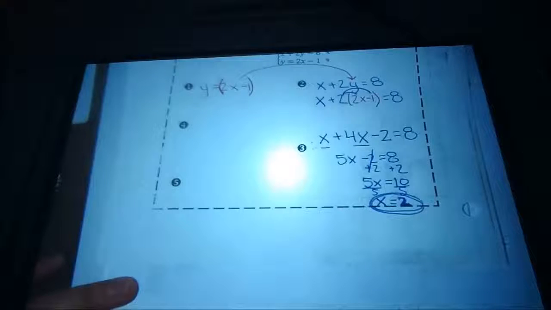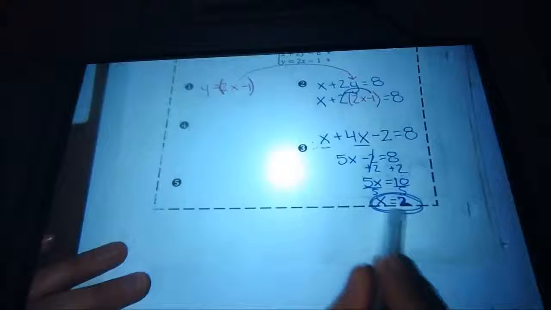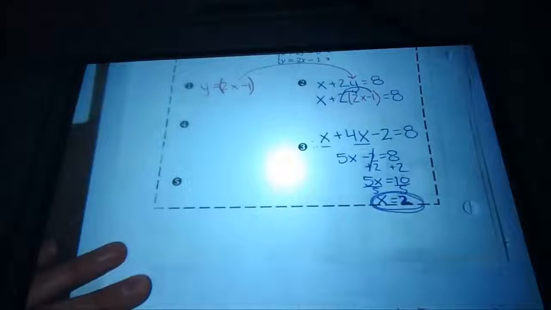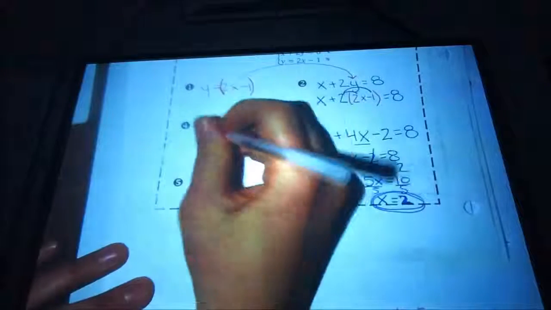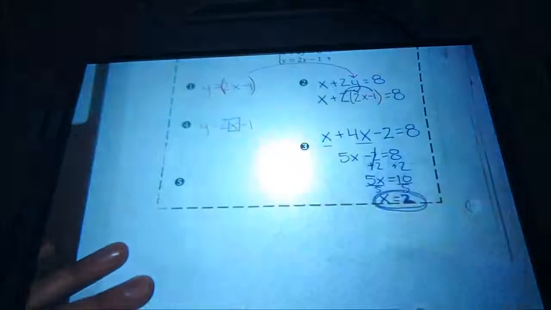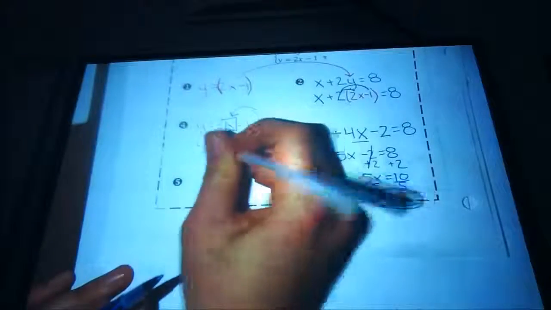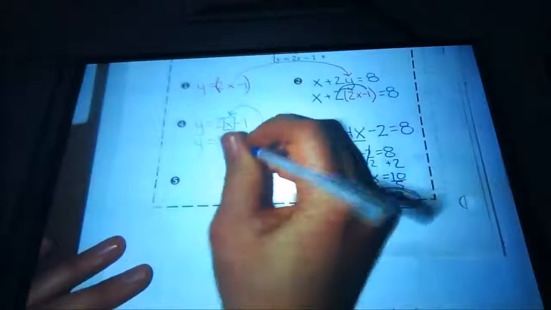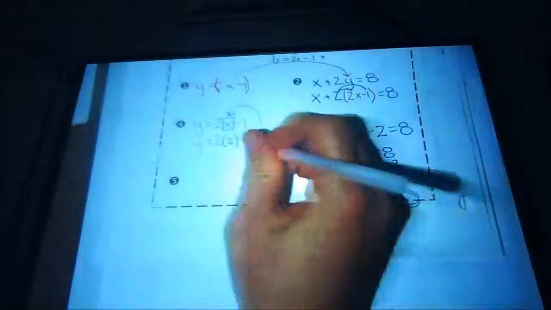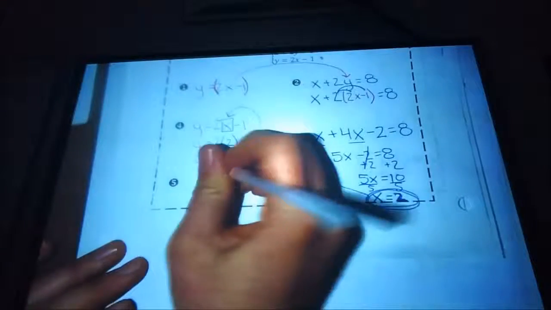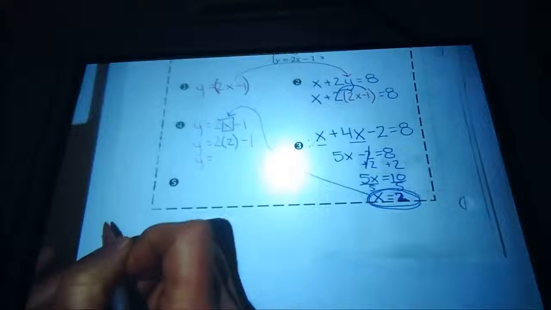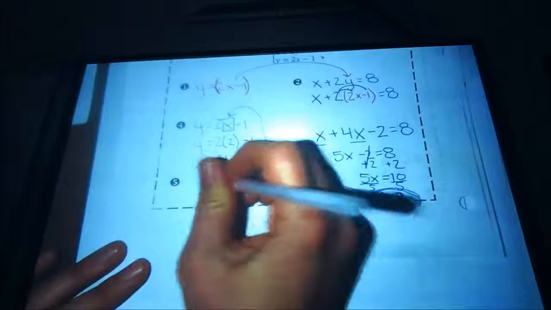So x equals 2. Step 4 says use the new value from right here to find the other variable's value. So here's my equation that was already set up. Solve for y. y equals 2x minus 1. That's from right here. Well, here's x, and I know that x equals 2. So I'm going to substitute again. y equals 2 times, and where I see x, I can substitute that value I just found. And so y equals 2 times 2 is 4, and 4 subtract 1 is 3.